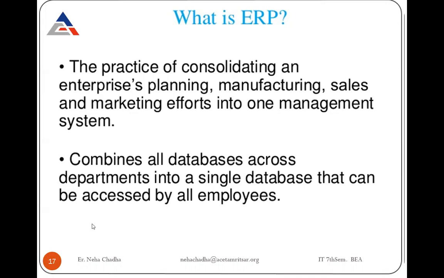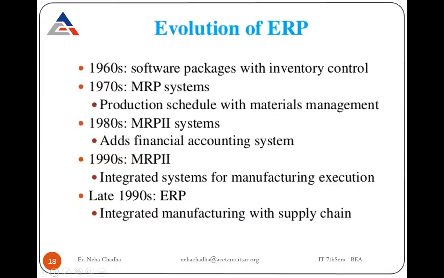Let's find out how it works. This is the evolution of ERP. In the 1960s, it was software packages with inventory control. In the 1970s, MRP systems. 1980s, MRP2 systems. 1990s, MRP2 systems. These are all the evolution. And in the 1990s, instead of MRP, the terminology was changed to ERP.